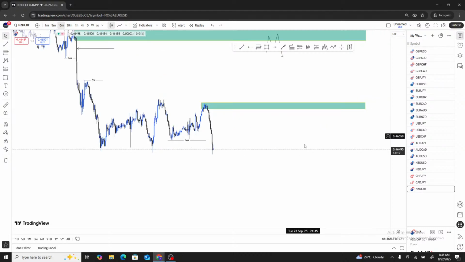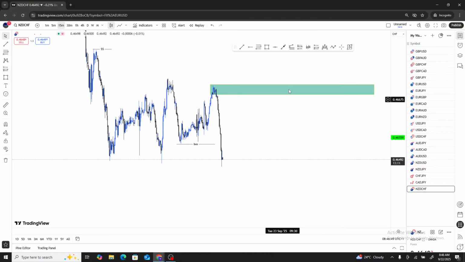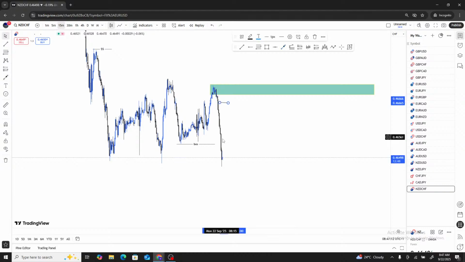We need to mark out our imbalance. That order block has a little imbalance. Look at even the imbalance here. You can see the rapid move of price in a straight line. Boom. There is selling pressure at this level. A major selling pressure at this level.